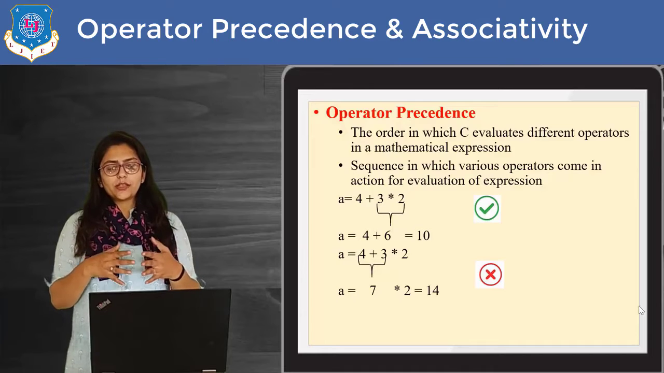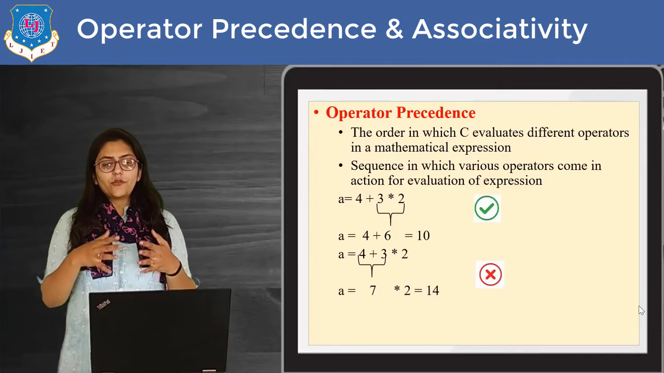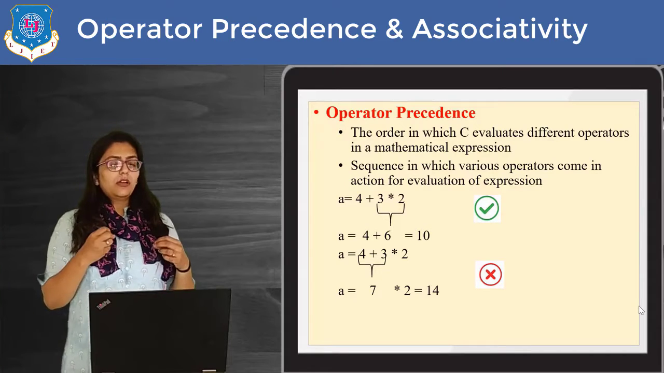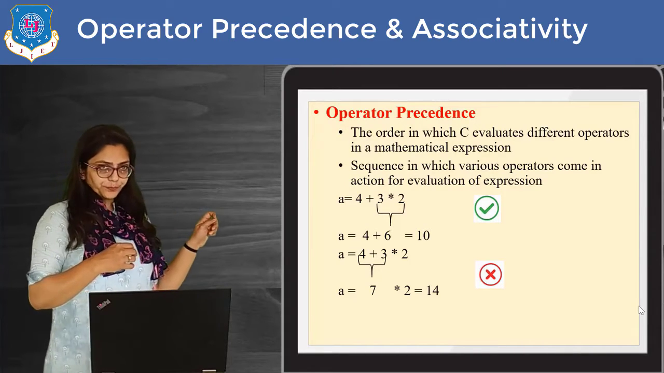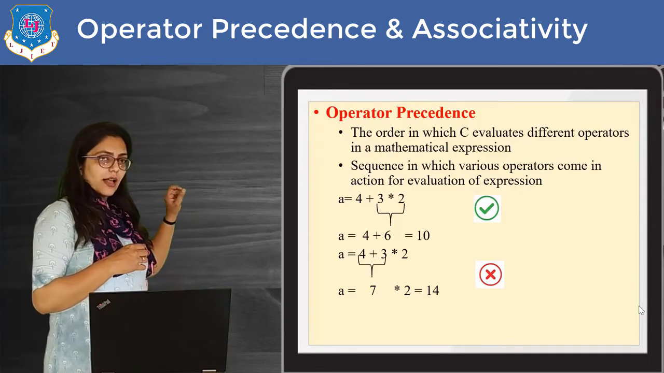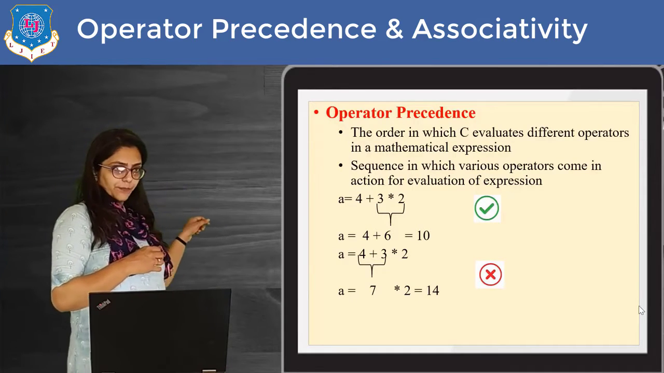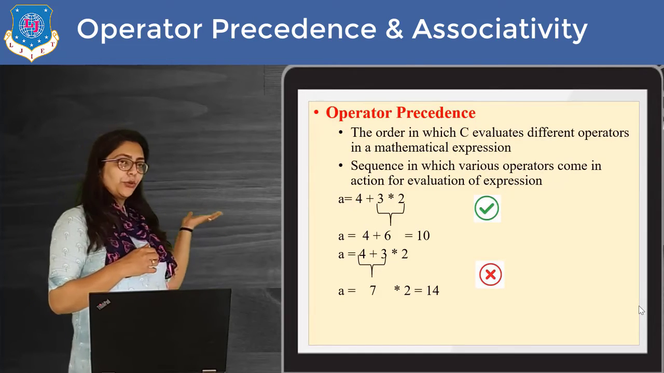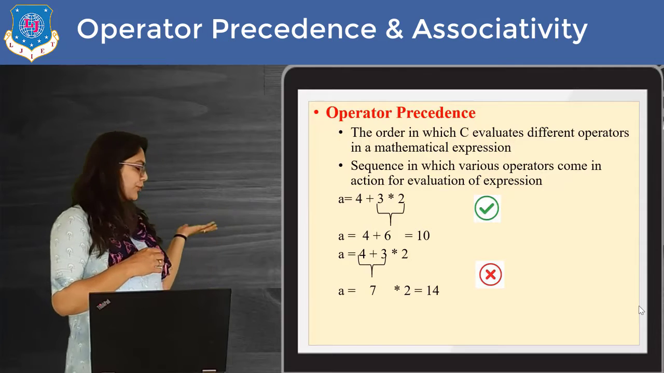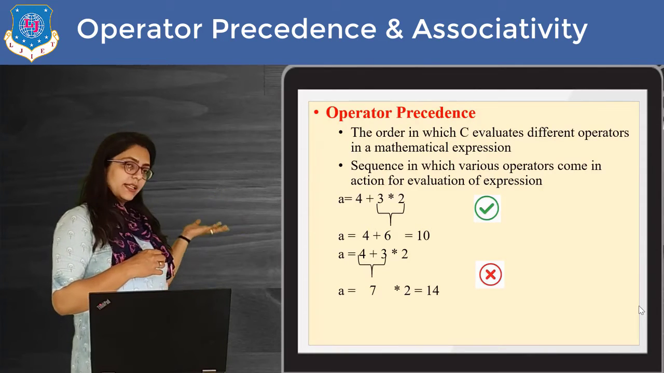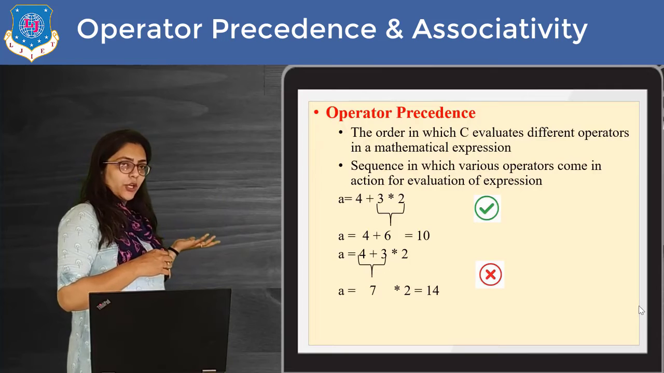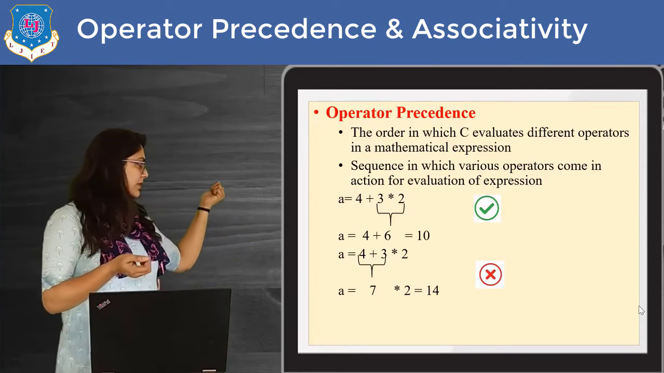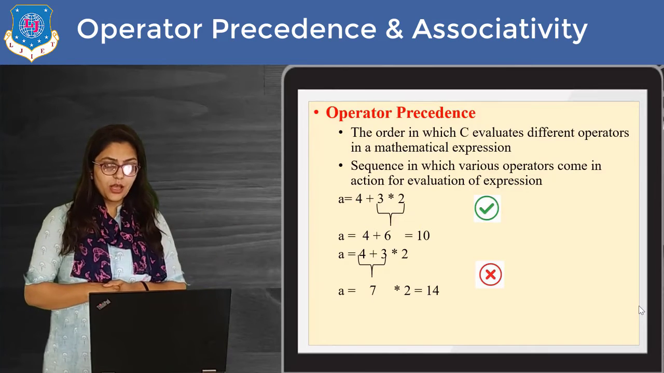So the order in which C evaluates different operators in a mathematical expression is called operator precedence. It is the sequence in which various operators come into action for evaluation of an expression. You can see the example over here. Here I am adding 4 plus 3 into 2, and the answer is being stored in variable A. If we go with the rules, first 3 into 2 will be multiplied, so the answer is 6. Later this 6 will be added to the number 4.